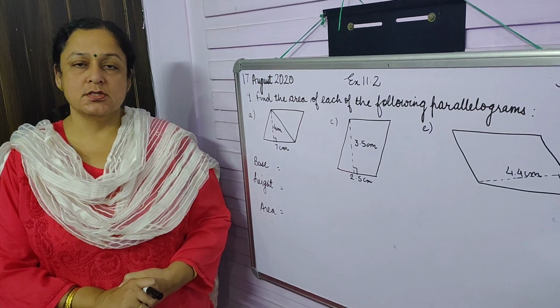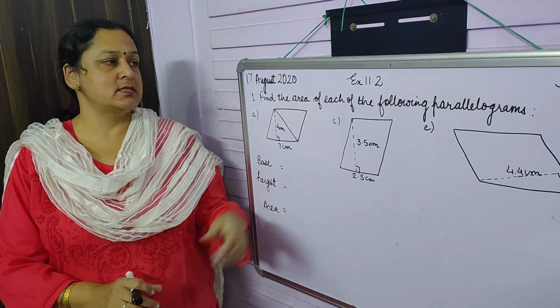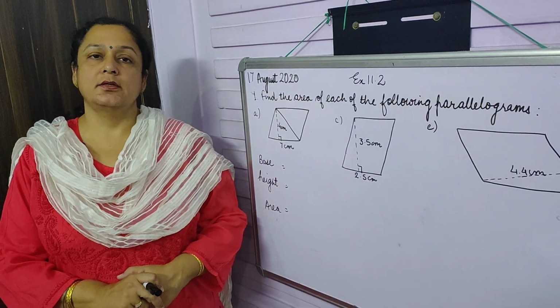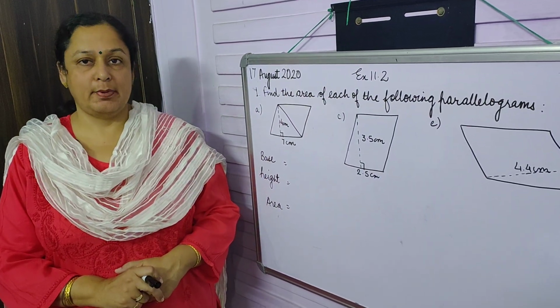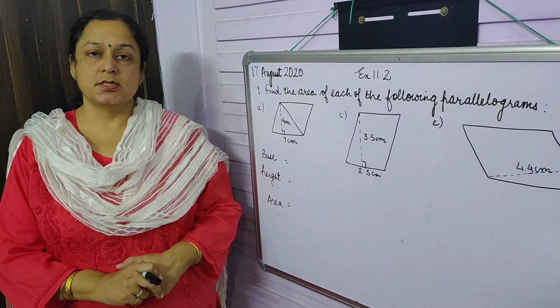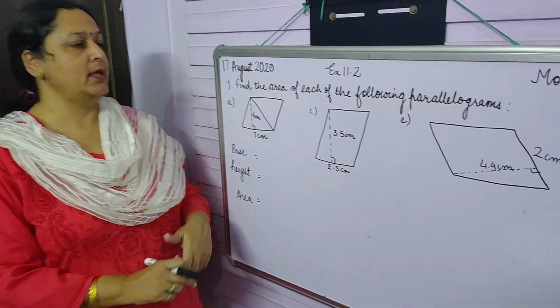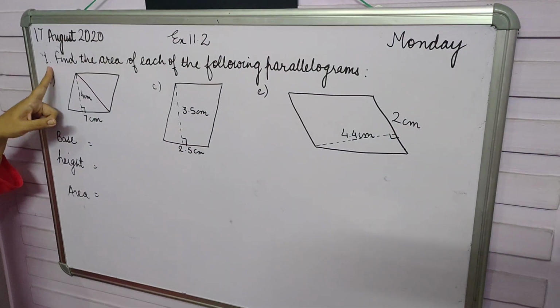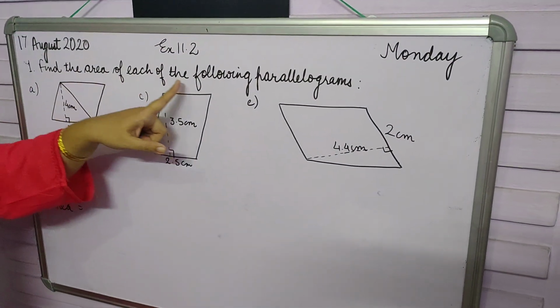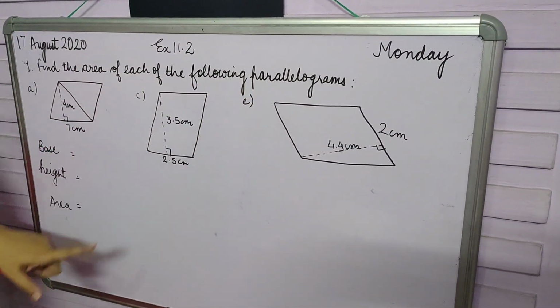Good morning, dear students. Today we are going to start exercise 11.2 and it is based on area of parallelogram. As already discussed, how do we find area of parallelogram? Yes, it is base multiplied height. Now see the first question. Find the area of each of the following parallelograms.